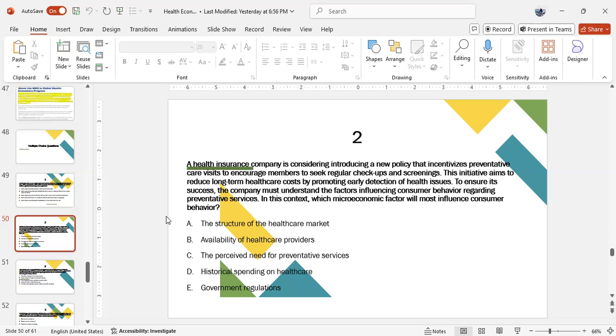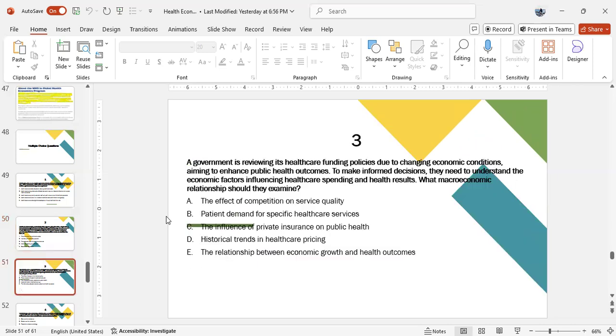C. Yes, the correct answer is Charlie. A government is reviewing its healthcare funding policies due to changing economic conditions, aiming to enhance public health outcomes. To make informed decisions, they need to understand the economic factors influencing healthcare spending and health results. What macroeconomic relationship should they examine?